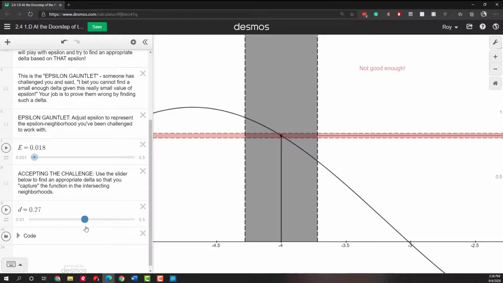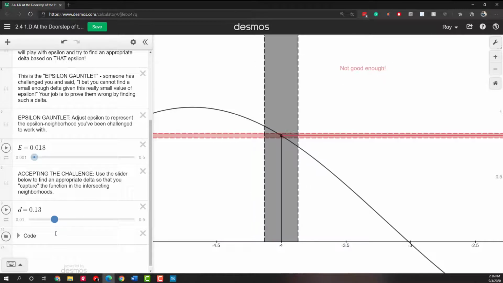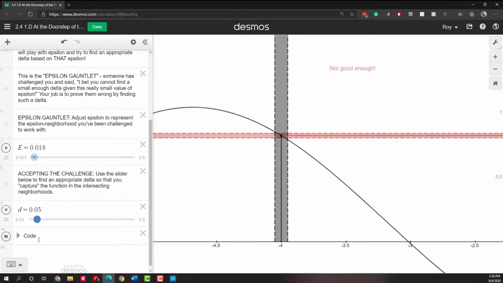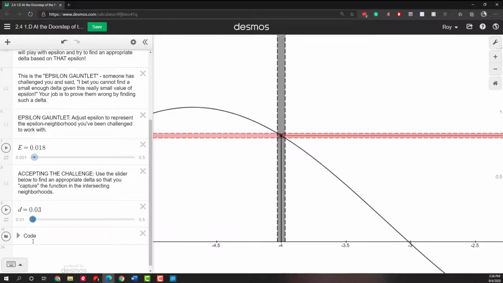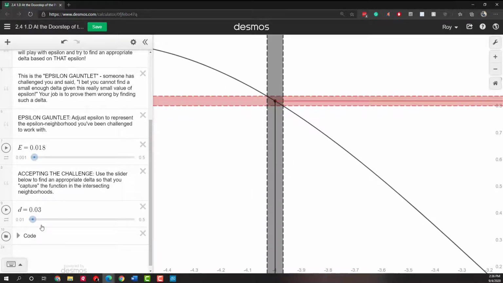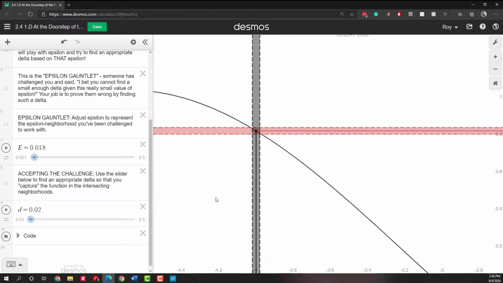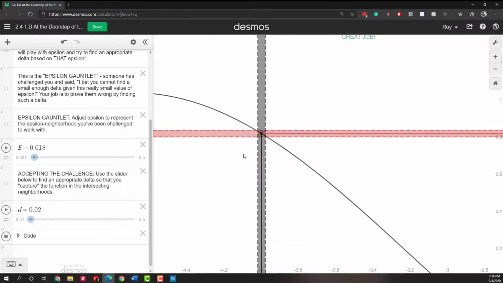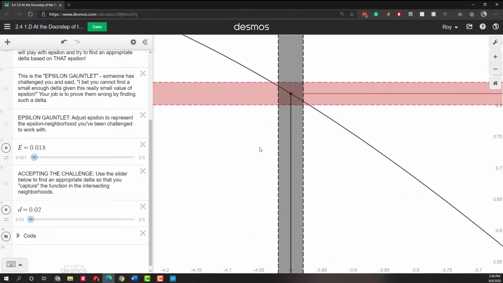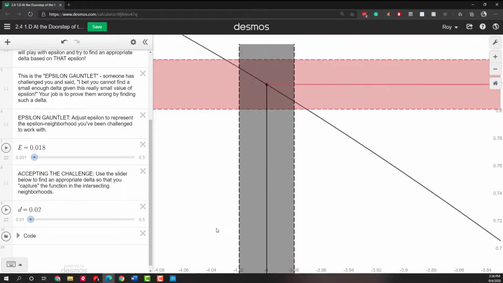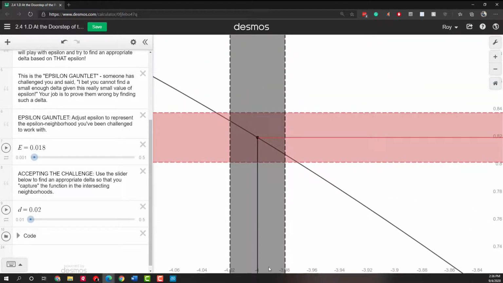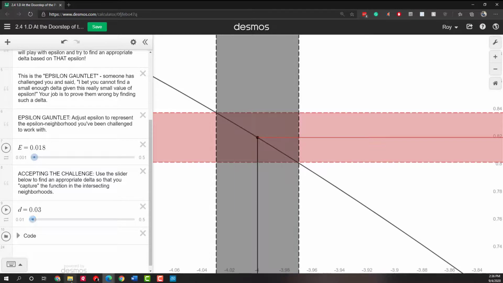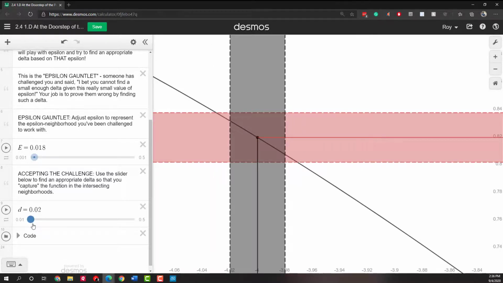And so your goal here, again, is to tighten up the delta here until you capture the function within the intersection of those two right there. And I kind of did, but for some reason, oh, great job. There it is. So it did appear. And you could see that in this window, all x values from this gray neighborhood lead to y values within this red band.